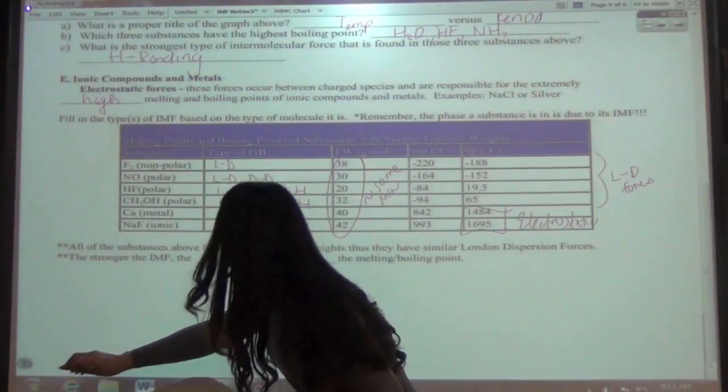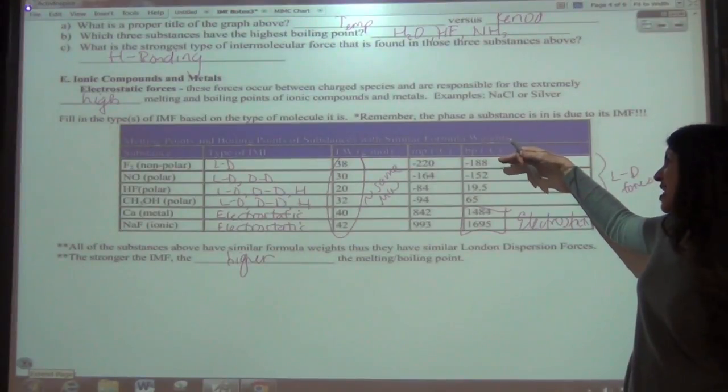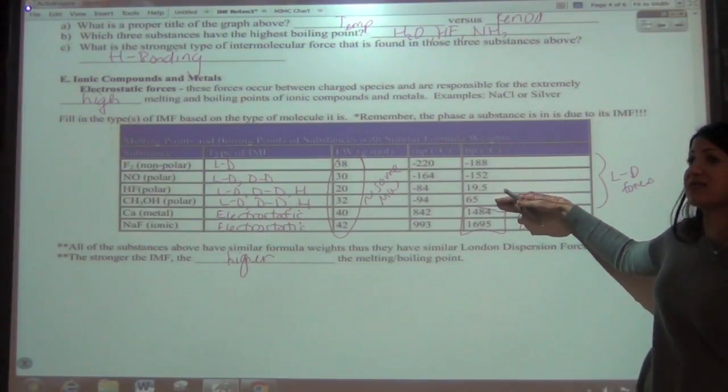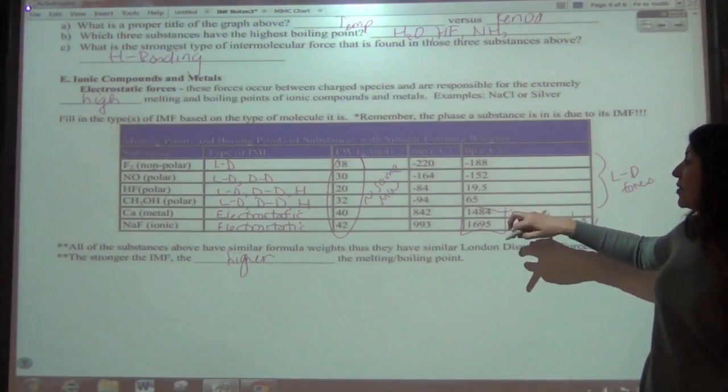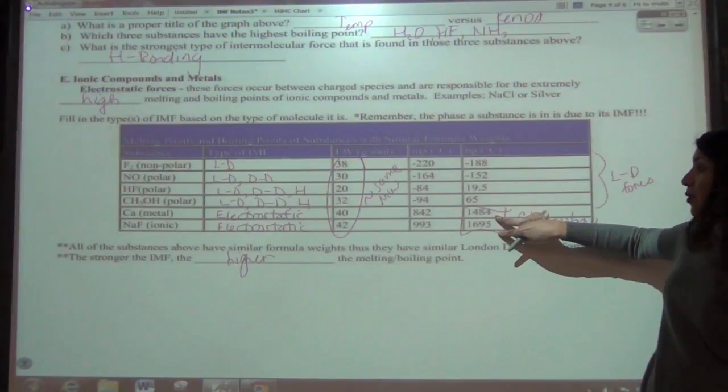And so if we look at this chart, we can see that the boiling point with the London dispersion is at like negative 188 Celsius. And then as we get to hydrogen bonding, it's at like 65 degrees Celsius. But then you see this huge jump, 1500 and 1700 for the boiling points.